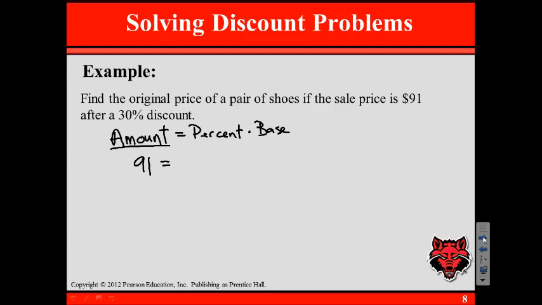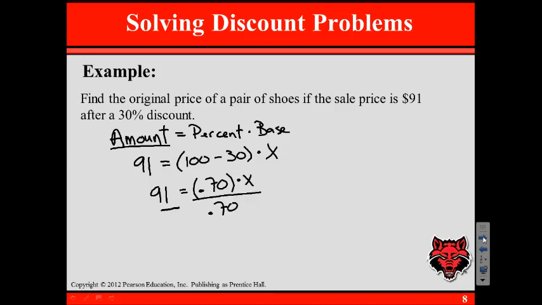The percent will be the percent remaining after we took a discount. So the percent here will be 100% minus the discount, or minus 30. And the base, which is the original price, is unknown. That's what we're trying to find. So we have 91 equals 100 minus 30 is 70. And we need to write that percent as a decimal. So 0.70 times X. So we divide both sides by 0.70. The 0.70s cancel on the right-hand side. We're left with X equals, to determine the original price, we take 91 and divide it by 0.70. And that gives us $130.